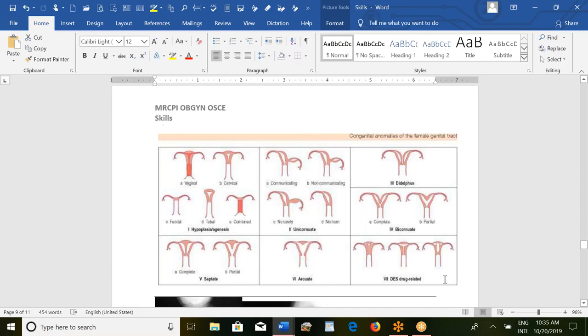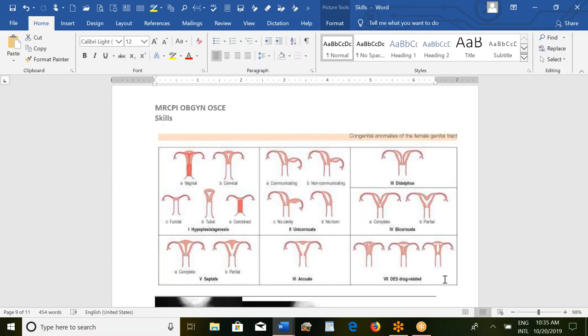Starting from the first one, it is hypoplasia or agenesis. As we mentioned, it could be Mayer-Rokitansky-Küster-Hauser syndrome, in which the uterus, tubes, cervix, and the upper third of the vagina can be hypoplastic or absent. The second one is a unicornuate uterus.